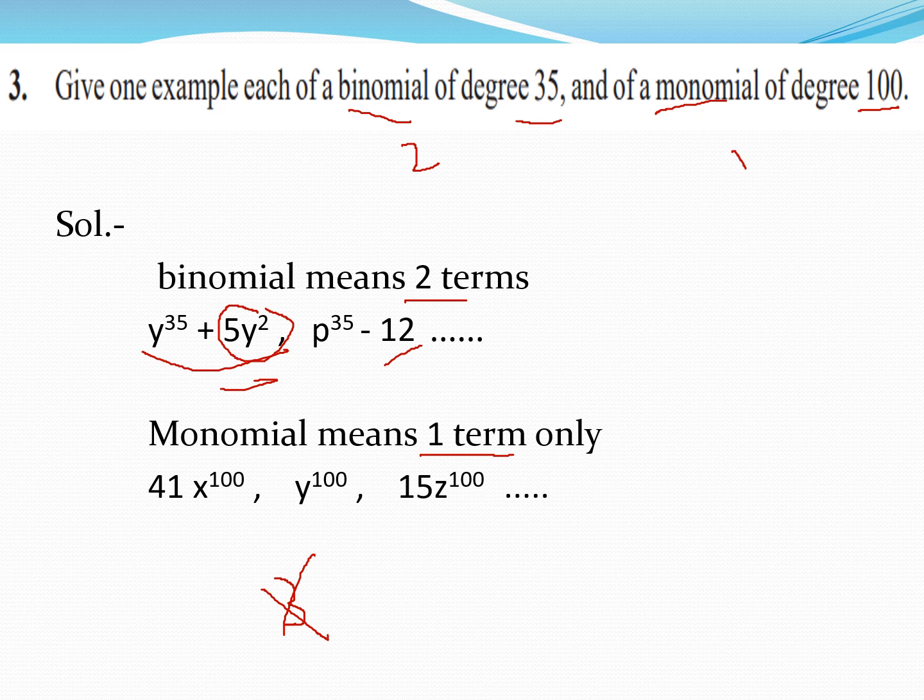So any variable you can take. Here in the first case I have taken the variable as x and the degree is 100. So we have to write the exponent as 100 only. So first monomial I have written 41 x raised to power 100, or y raised to power 100, or z raised to power 100. Any variable you can take, but the degree will remain 100 only.